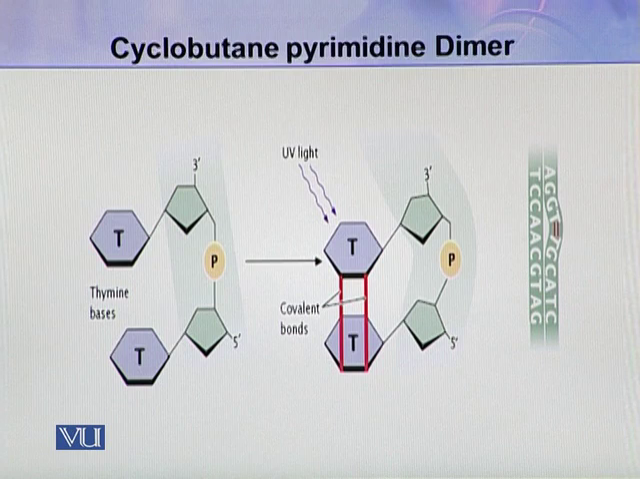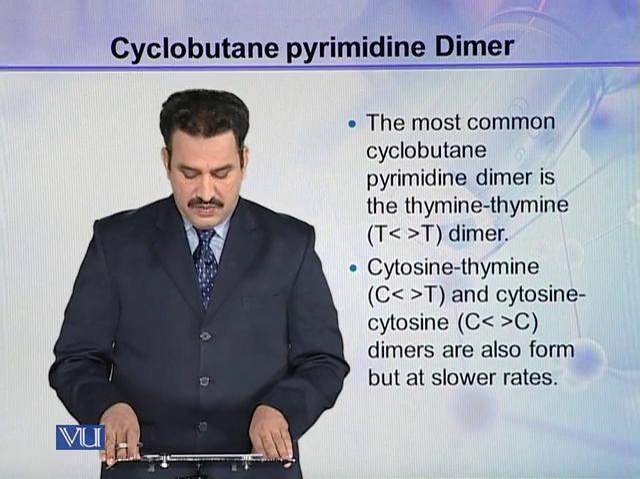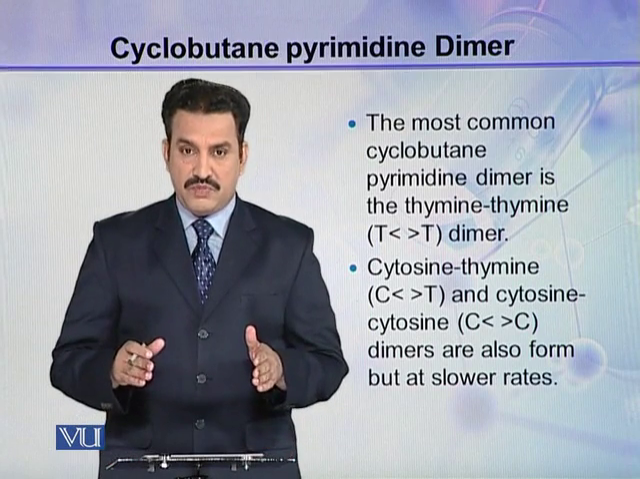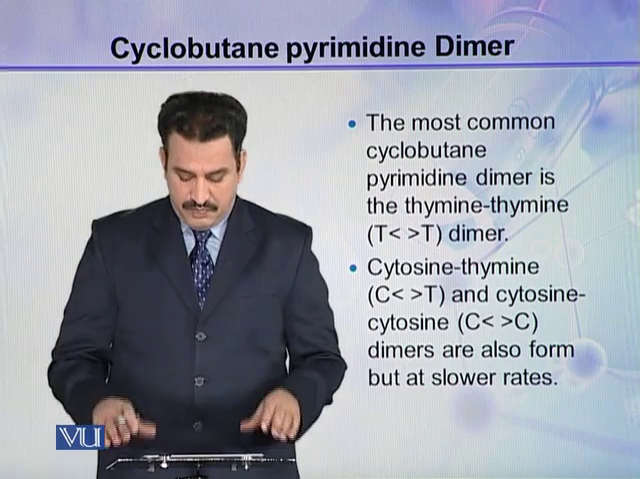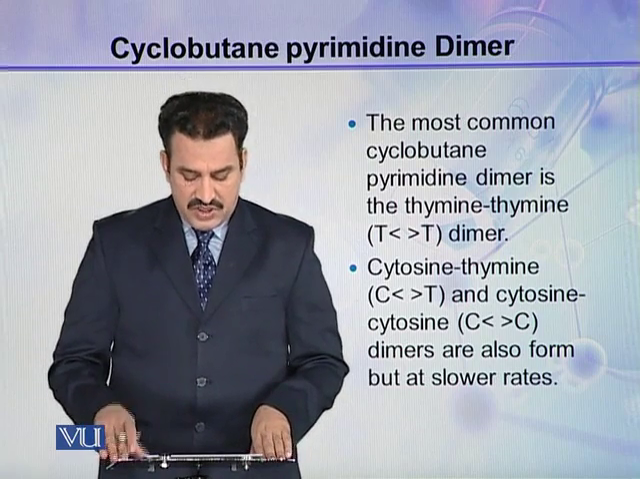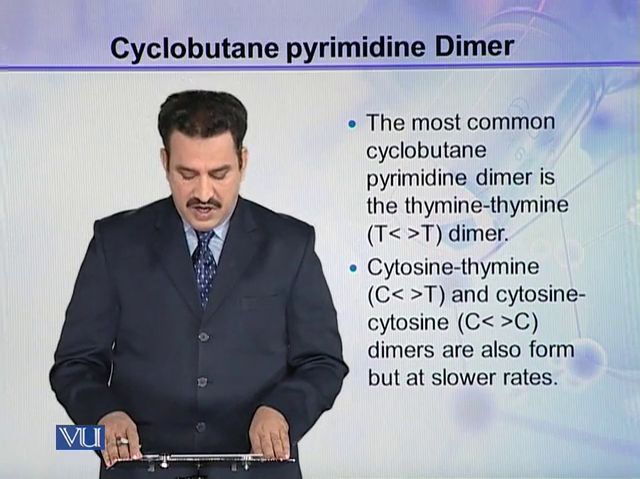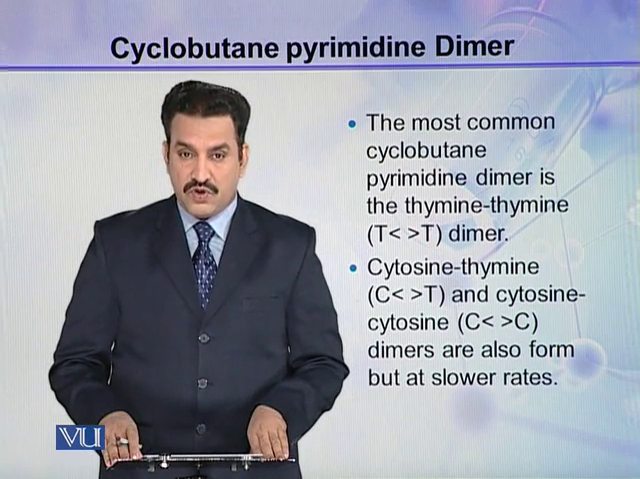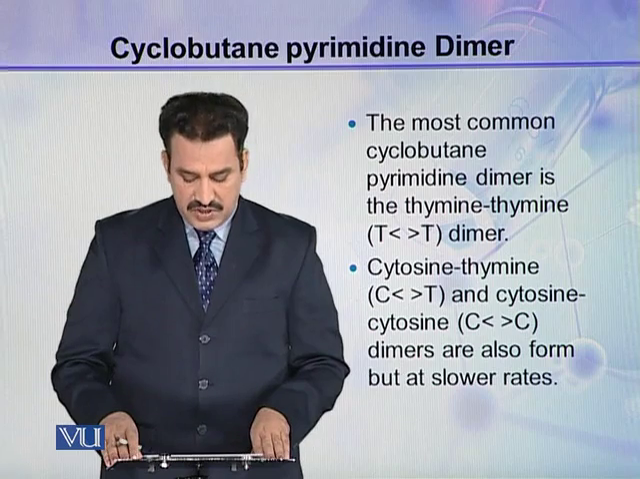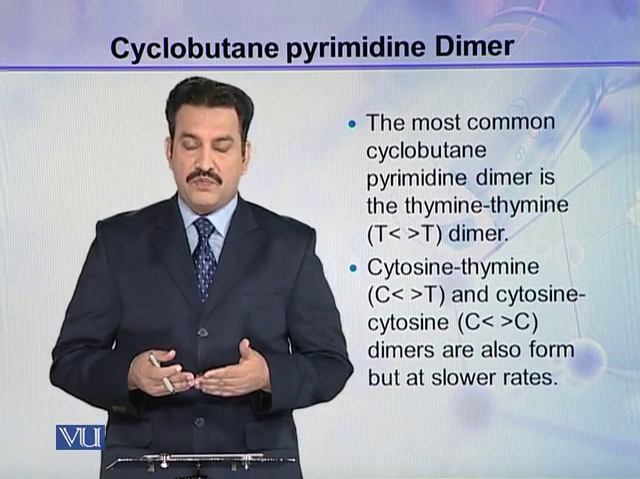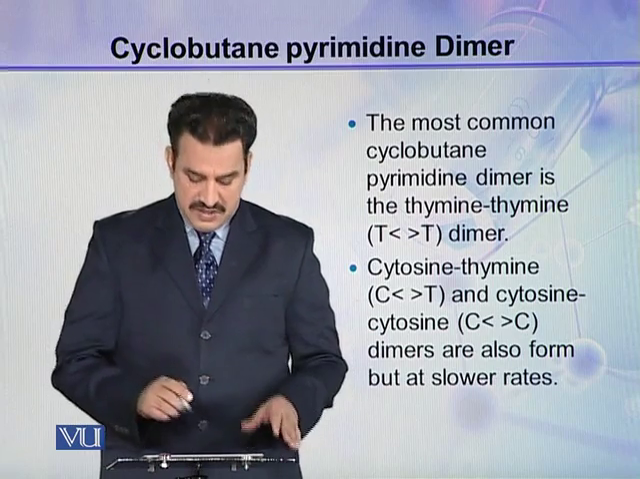The most common cyclobutane pyrimidine dimer is the thymine-thymine dimer. So this is formed between two thymine bases. Cytosine-thymine and cytosine-cytosine dimers are also formed, but they are formed at comparatively slower rates. So the most prominent dimers are formed between thymine and thymine.